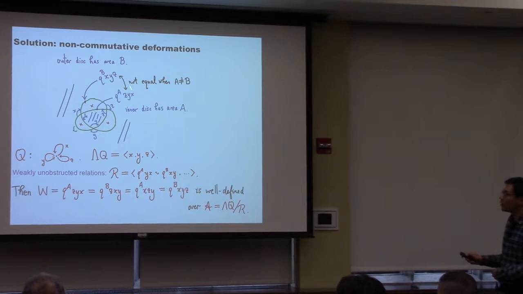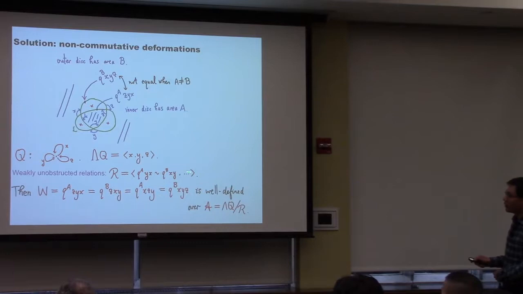In this case, the quiver is very simple. It just consists of one vertex, because there's only one Lagrangian branch here. Then we have three arrows corresponding to these three endomorphisms of the Lagrangian. The path algebra is just the free algebra generated by x, y, z. Then we quotient out by these weakly unobstructed relations; there are three.